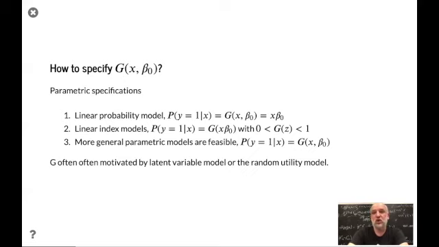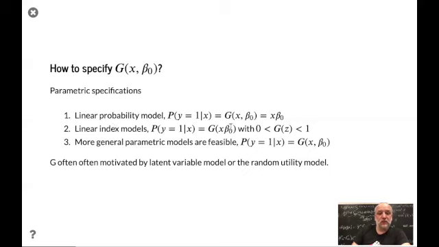Okay, so there are lots of popular specifications here. The easiest one is just to assume that G is a linear function, in which case you would have the linear probability model. So that's what we're going to start talking about in the next video. This is very easy because you can estimate this model by OLS, and OLS for that linear model is identical to maximum likelihood.